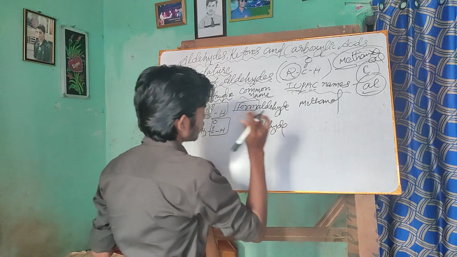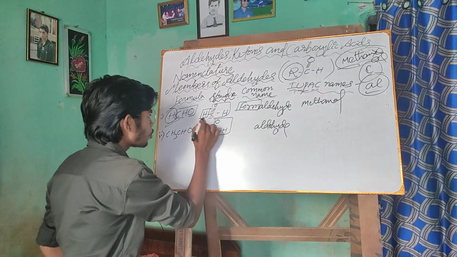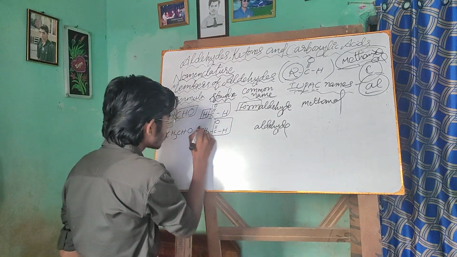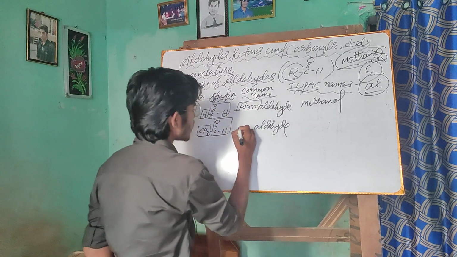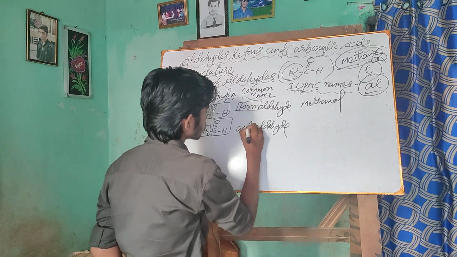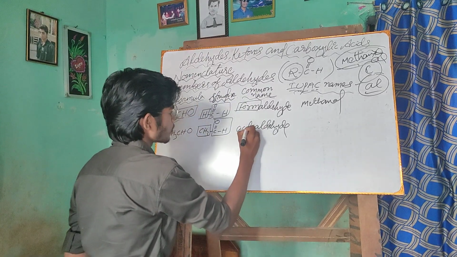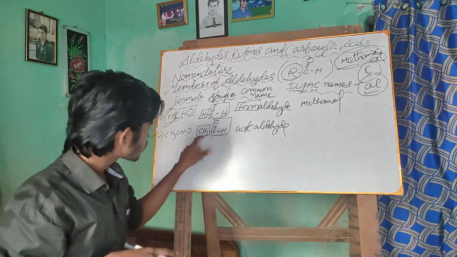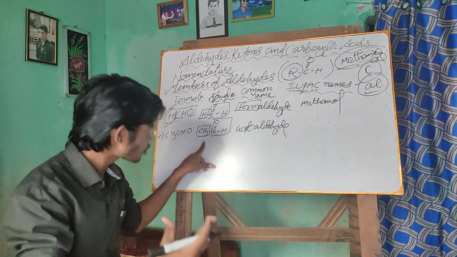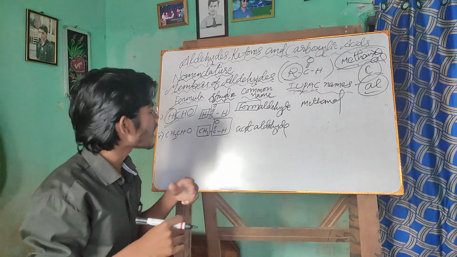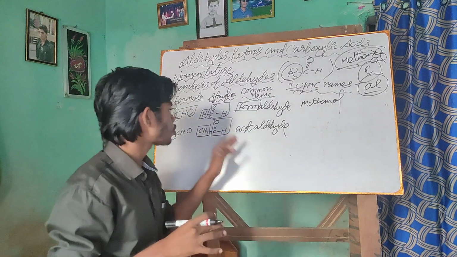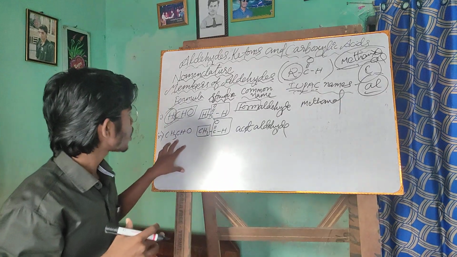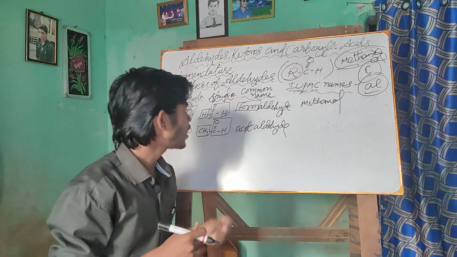Here, if hydrogen is there, we put the form. Similarly, if CH3 is there, you just remember it as acet. Now what is the name of this compound? Acetaldehyde. So CH3, you remember it as acet, and CHO, this is aldehyde. So acet plus aldehyde equals acetaldehyde. And that's the formula of this one, and the structure along with the common name.